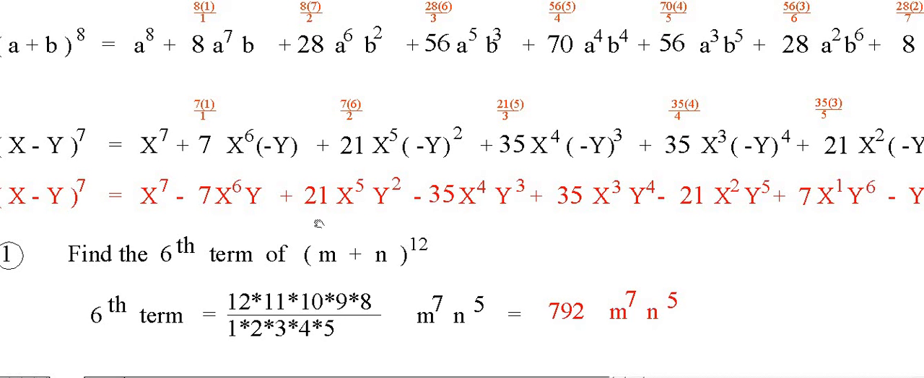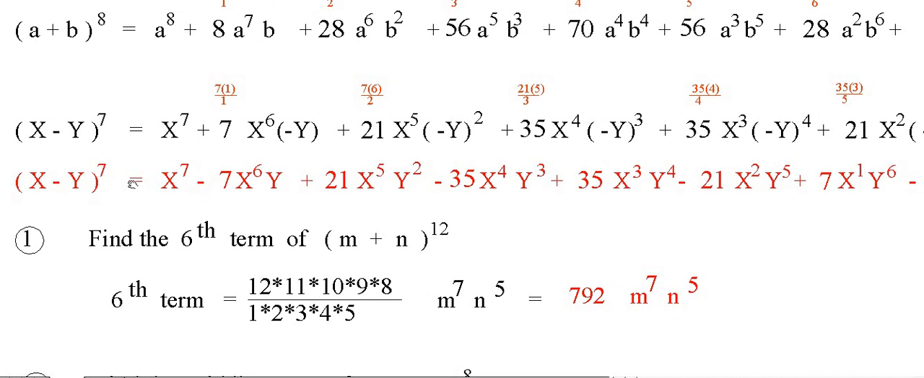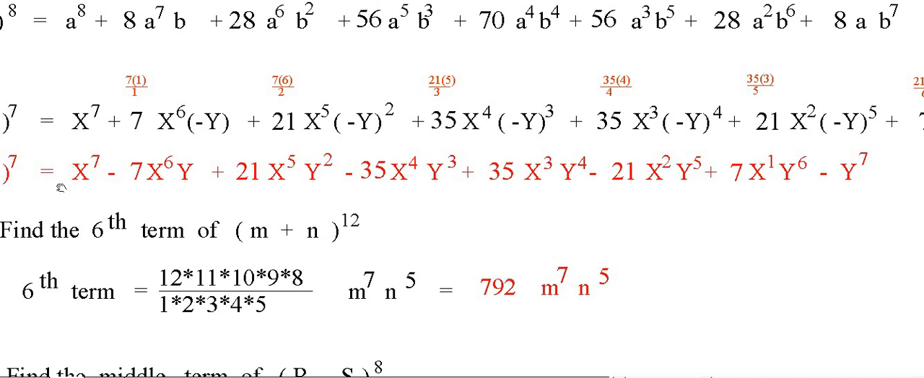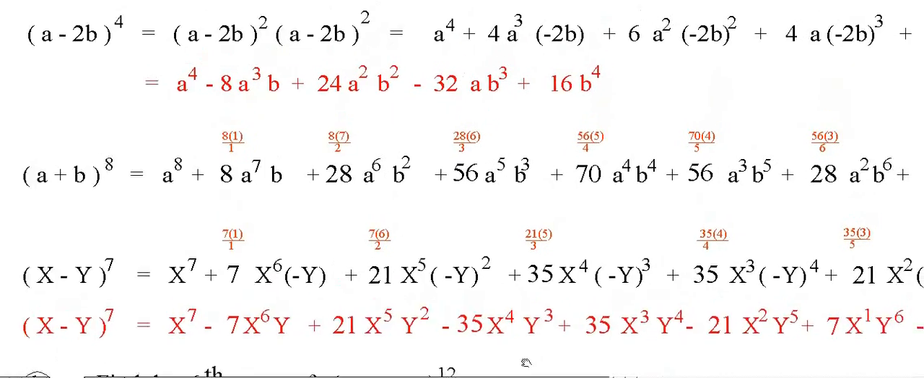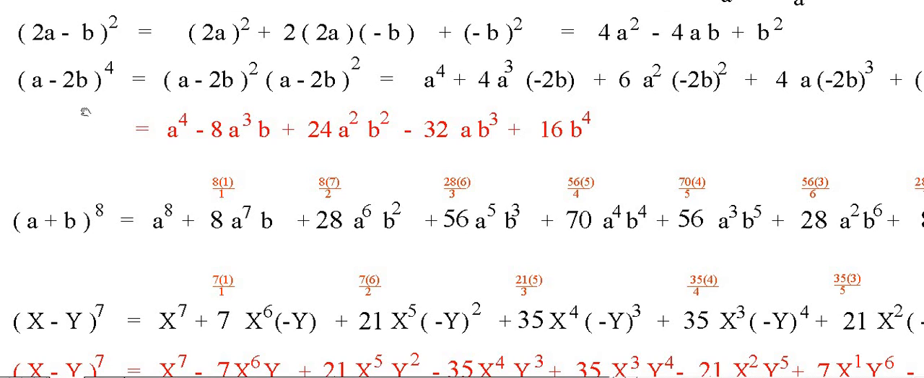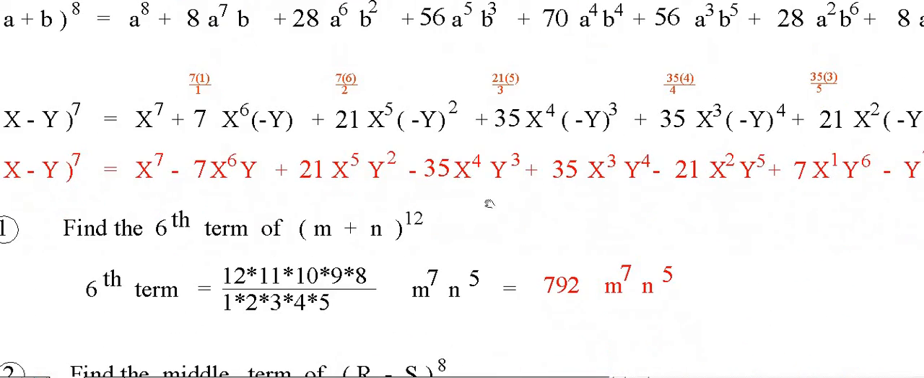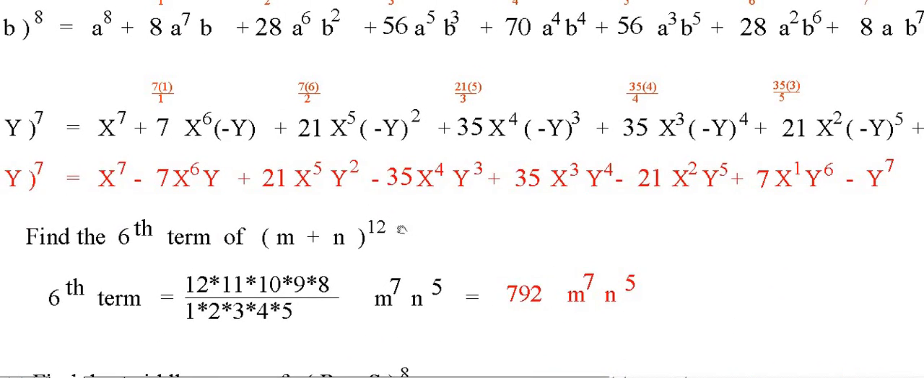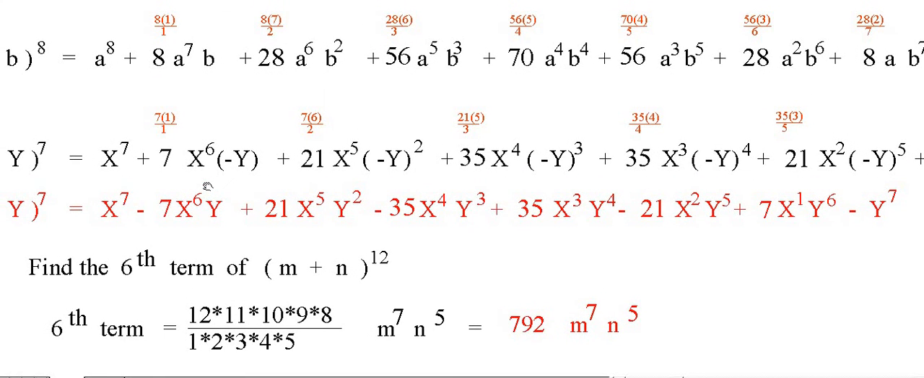Now, if the second term is negative, the sign of the expansion is alternately positive, negative, positive, negative, positive, negative, positive, negative. Just proven here, we have positive, negative, positive, negative, positive. Okay, so no problem with the sign. Now the numerical coefficient.